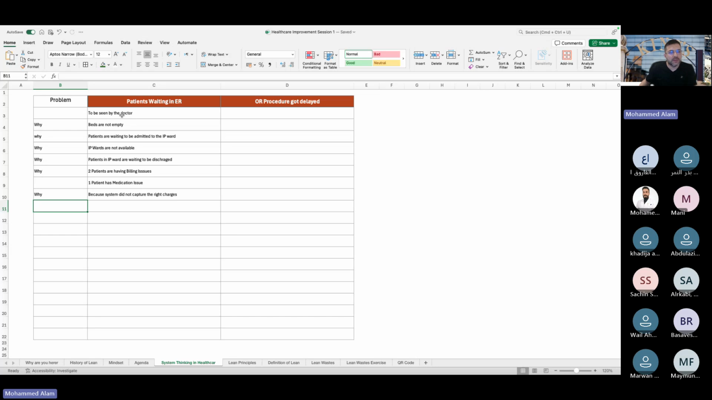All right. So now because the system did not capture the right charges, you can see the story from where we started. We started with the patients waiting in the ER to be seen by the doctor, and somebody would have jumped to a conclusion that let's add more beds, more capacity. Somebody would have said that let's add more doctors, more nurses. But when we drill down, we ask multiple whys. We figured out no, they're not waiting because the beds are not empty or not sufficient in the ER. They're waiting because they're moving.